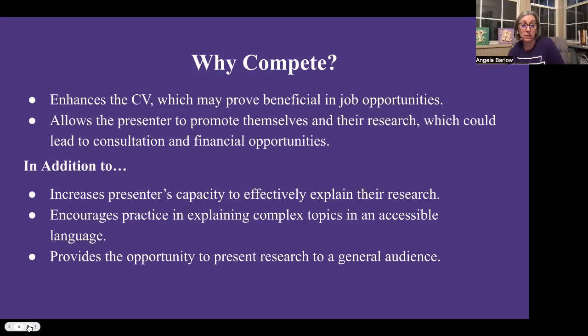In addition, it increases your capacity to effectively explain your research. For some of us, we dig really deep into our work, and we get so caught up in it that we can't step back and give that 2-minute elevator speech. And yet a lot of our funders, like NSF, want to see your dissemination plan for how you can communicate the worthwhileness of your findings to the lay person. So this is an opportunity for you to gain skills in that area.